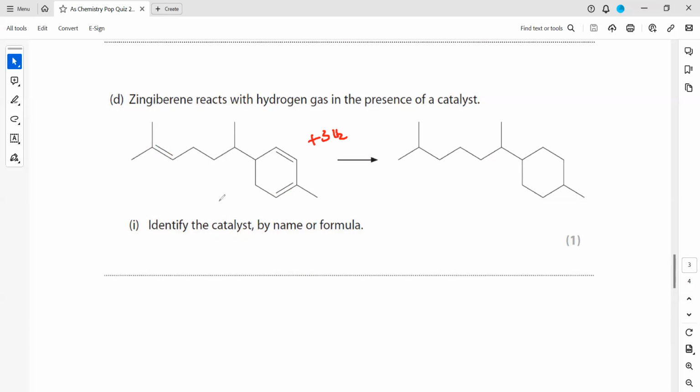But in the question, we don't have 1 mole, we have 2 moles. So if we have 2 moles, how many moles of hydrogen are needed? We need 6 moles, because 1 mole of this compound reacts with 3 moles of hydrogen. So if we have 2 moles of this compound, how many moles of hydrogen will there be? X, we cross multiply, we get 6 moles.